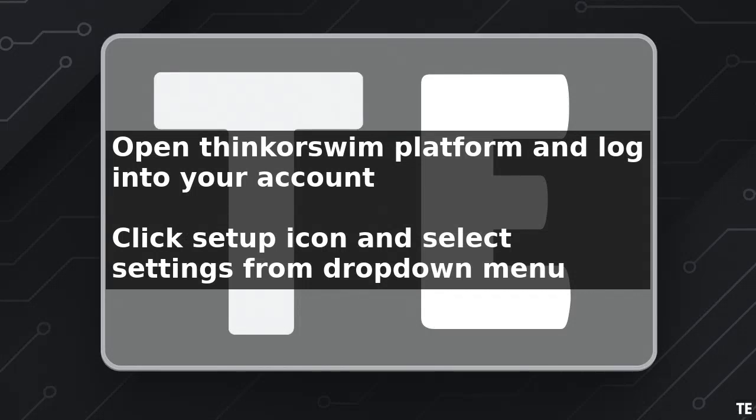To set up Thinkorswim for futures trading, start by opening the Thinkorswim platform and logging into your account. Once you are logged in, click on the Setup icon in the top right corner of the screen and select Settings from the drop-down menu. In the Settings window, select the Trading tab and choose Futures as the trading type.